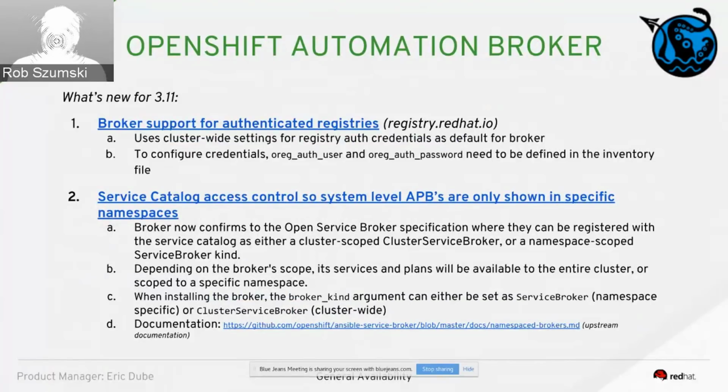Also really great is access control applied to the service catalog so that specific APBs can only be exposed to certain namespaces. This is very similar to what we just talked about with the operators, where you want to possibly limit certain teams to only have access to certain resources. So following the RBAC model of the rest of Kubernetes, you can also expose your APBs at the same level. So this could be limiting those to specific ones you want to be used in dev versus production. Next.